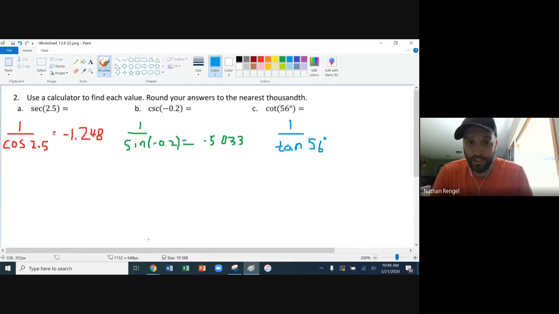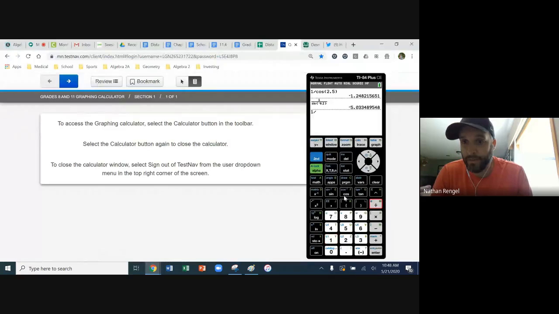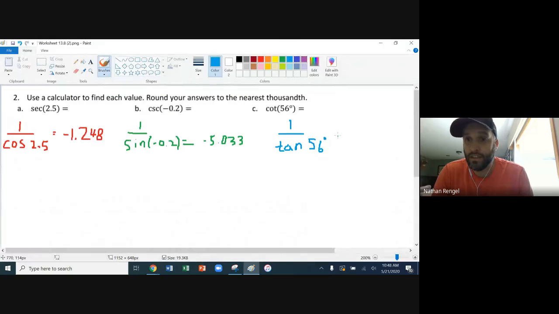So back to our calculator. We can hit 1 divided by the tangent of 56. And there's my result, 0.6745. That 4 is going to round up to a 5 because there's a 5 following it. So I'm going to have a 0.675.